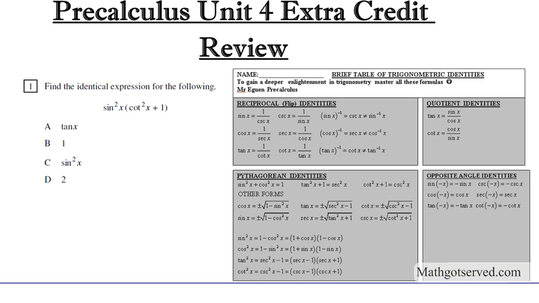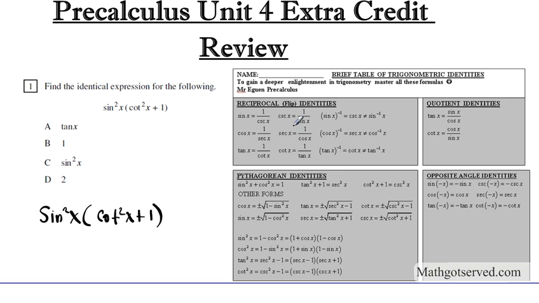We're supposed to find an identical expression for sine squared x times cotangent squared x plus 1. So let's write it down here. So we have sine squared x times cotangent squared x plus 1. What we're going to use is the Pythagorean identity to change this.